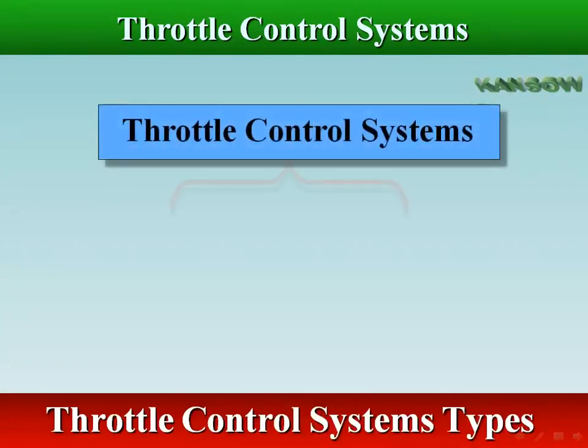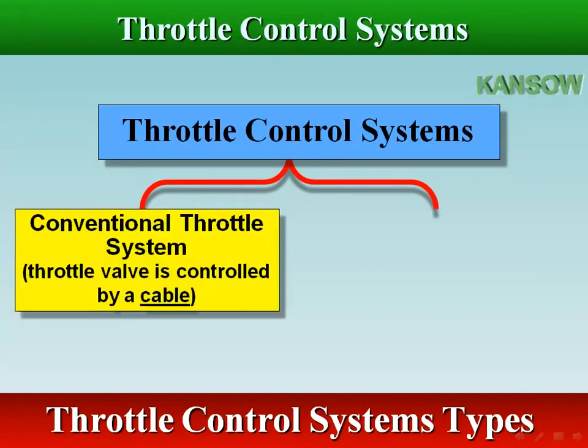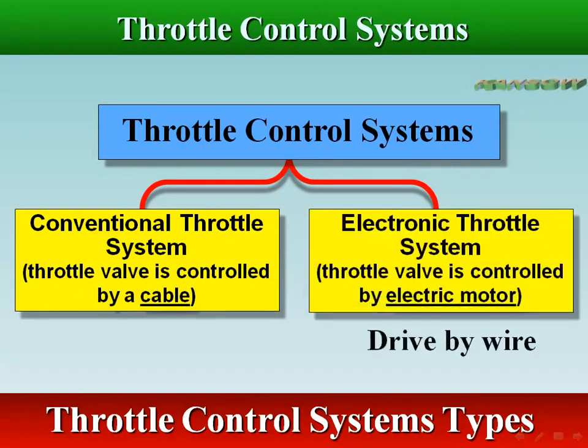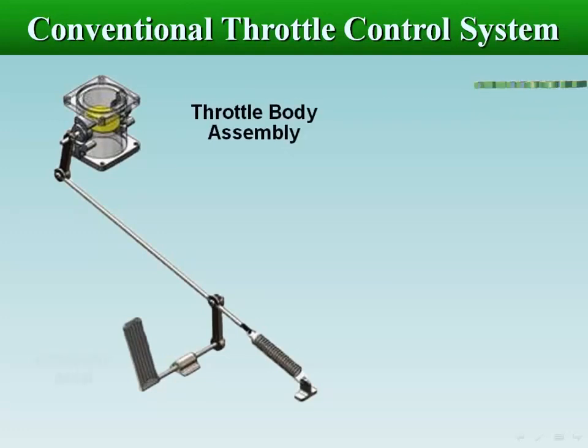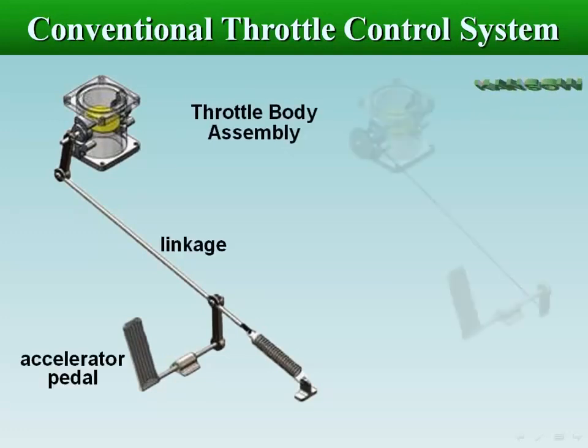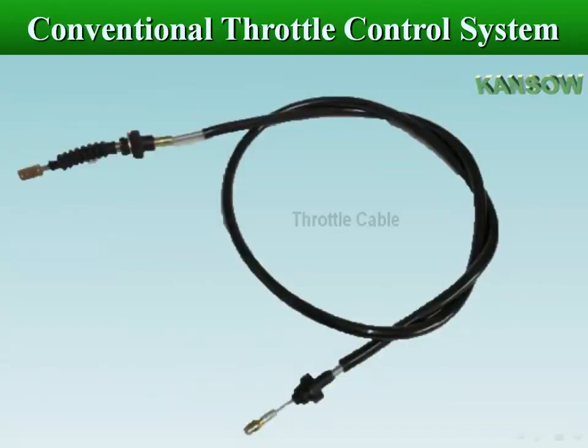There are two types of throttling systems used in vehicles. Conventional throttle system, where the throttle valve is controlled by a cable, and electronic throttle system, where the throttle valve is controlled by an electric motor. The throttle body is directly connected to the accelerator pedal with a linkage or flexible cable, which moves the throttle shaft when the accelerator pedal is depressed.